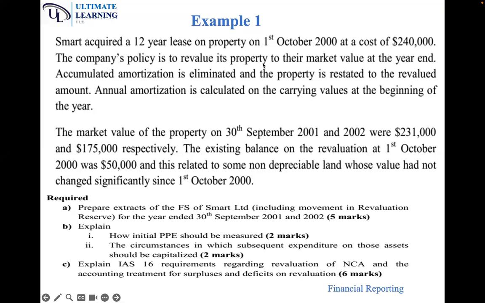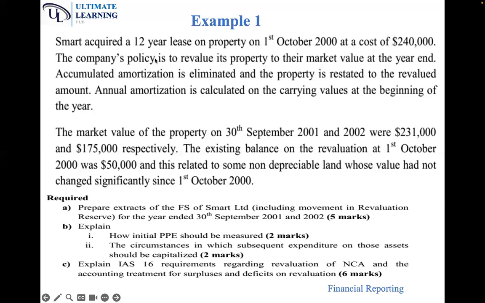Smart acquired a 12-year lease on property on 1st October 2000 at a cost of $240,000. The company's policy is to revalue its property to their market value at the year end. So at the end of every year, we revalue the asset. So they are using the revaluation method. We said market value is the fair value, if you remember. So at the end of every year, we value the property to a new fair value.